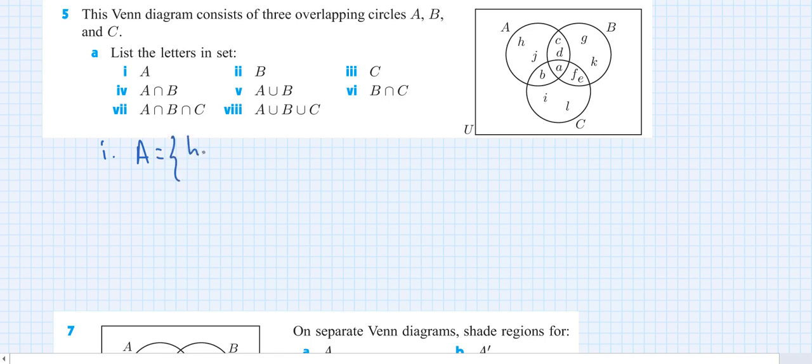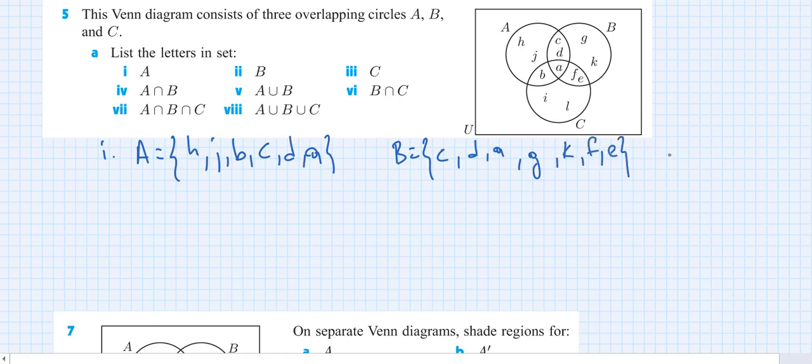So what do I have? I have H, J, B, C, D, and A. So these are the elements inside my circle A. For B, again, you can list the same. What do I have? C, D, A, G, K, F, and E. For C, what do you see? So let me just show it from here. You see B, A, F, E, I, and L.